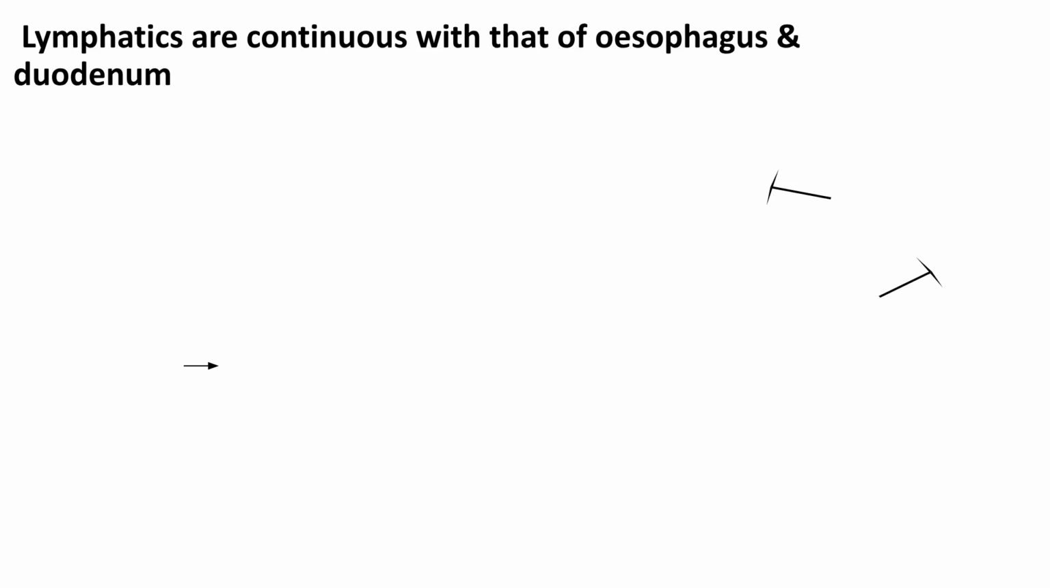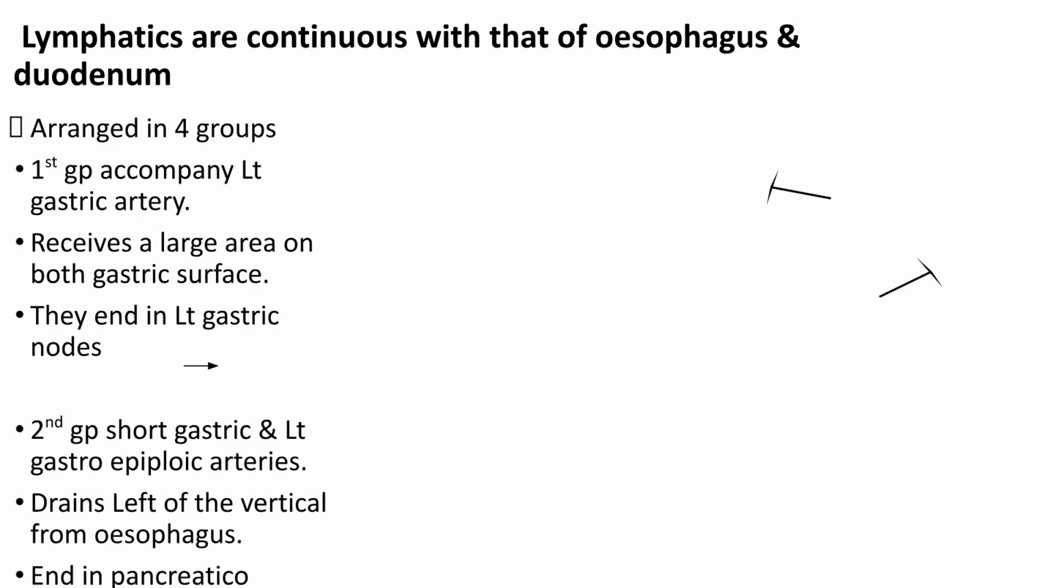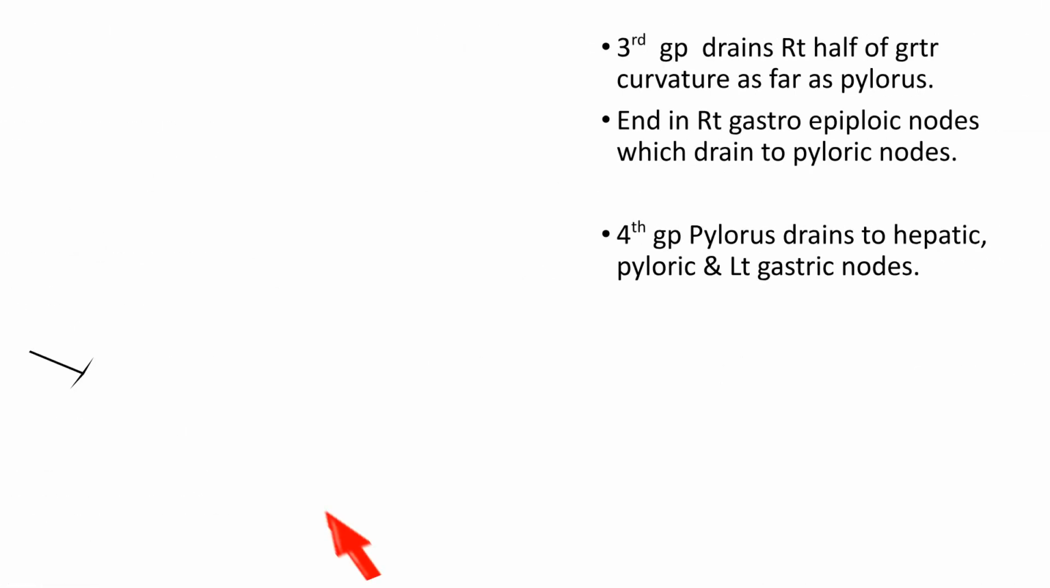Gastric lymphatics are continuous with those of the esophagus and duodenum, arranged in 4 main groups. The first group accompanies the left gastric artery, draining a large area into the left gastric nodes. The second group accompanies short gastric and left gastroepiploic arteries, draining to the pancreaticosplenic node. The third group drains the right half of the greater curvature, ending in right gastroepiploic nodes, which drain to pyloric nodes. The fourth group drains the pylorus to hepatic, pyloric, and left gastric node.